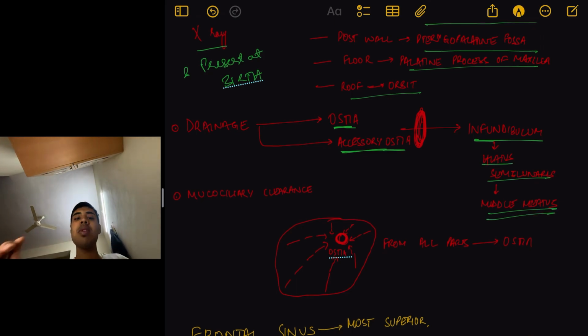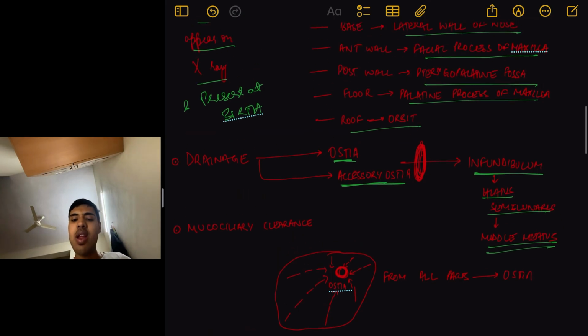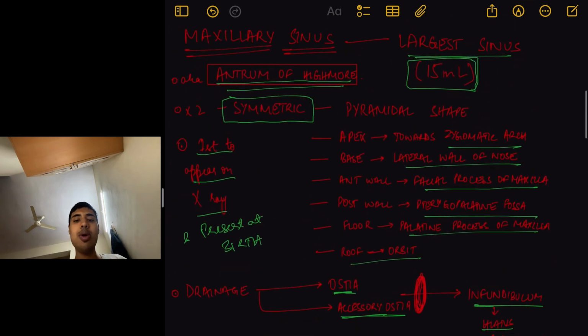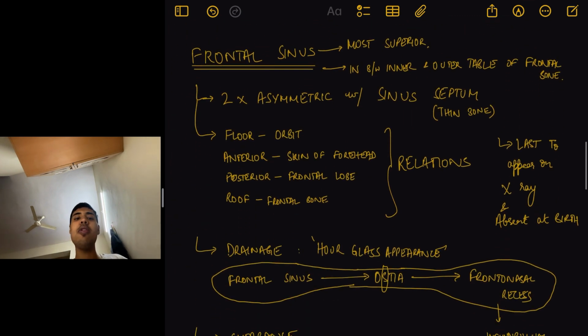The mucociliary clearance in maxillary sinus from all sides of the sinus is towards the ostium. All the secretions always get cleared towards the ostium from all parts of the maxillary sinus. Okay, so this is about maxillary sinus. Next, come to the frontal sinus.